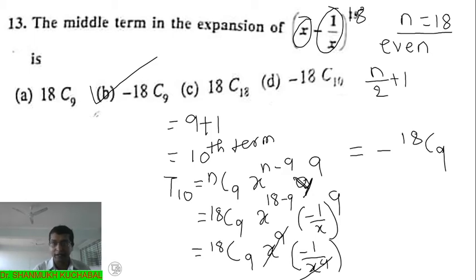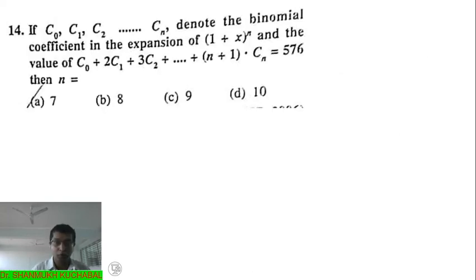Like this, depending on even and odd, we need to simplify. Remember, if n is odd, we get two middle terms. Now if it is even, we have only one middle term here. Now we'll move to the next example.